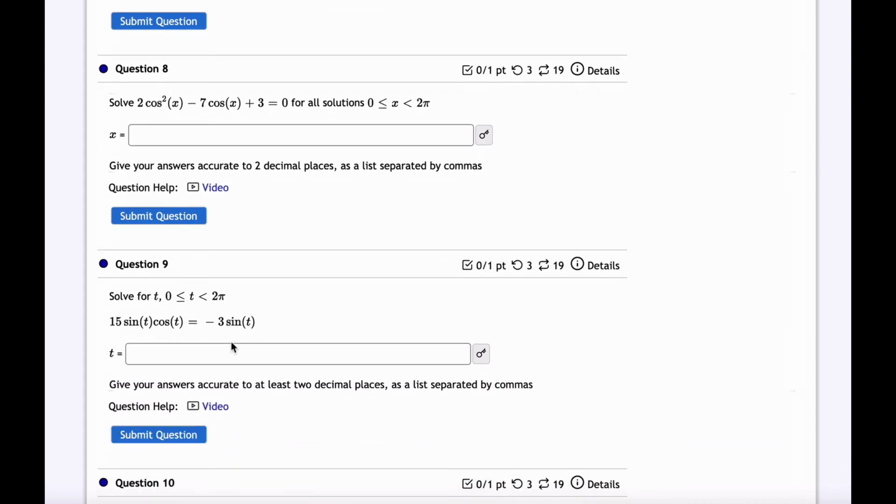My hint here is add the 3 sine of t over to the left-hand side of the equation, because then you'll have something set equal to 0. And something set equal to 0 is really nice if you can factor. And I think you will be able to factor after you set it equal to 0. Look for something that both terms have in common. This should be similar to the last example that I did in the second video in this section.